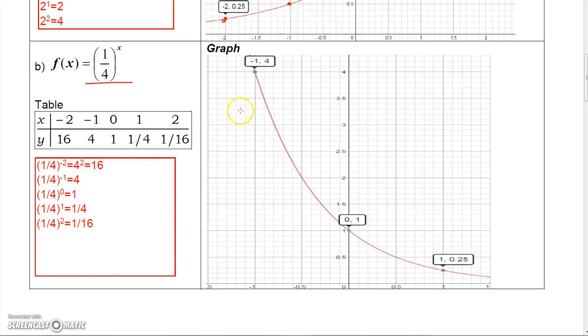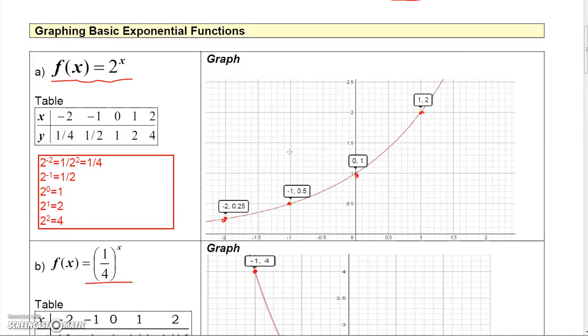Well, -2 would be off of the graph because at -2 it would be way up here somewhere. So let's start with -1. At -1 the y value is 4. At 0 the y value is 1. And at 1 the y value is 1/4. And then of course if you go out to 2, you're going to be down here at 1/16. So you can see that this function, as you go left to right, is a decreasing function.